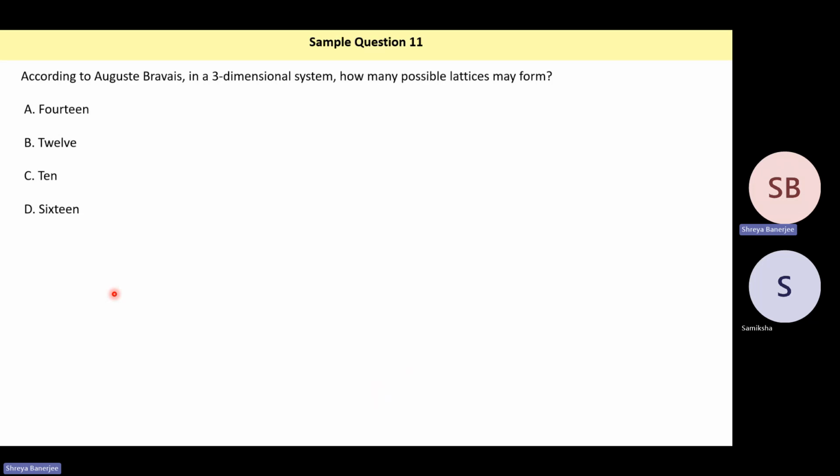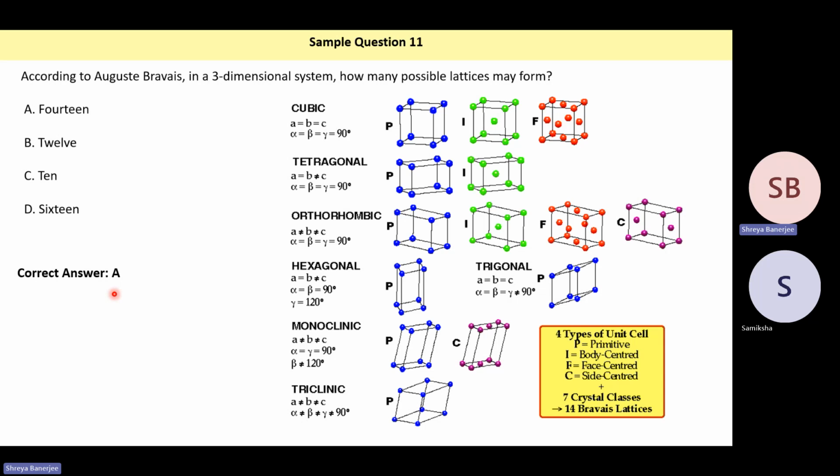Then this is asking how many Bravais lattices are there. So 14, that answer is 14. You can remember each of them.